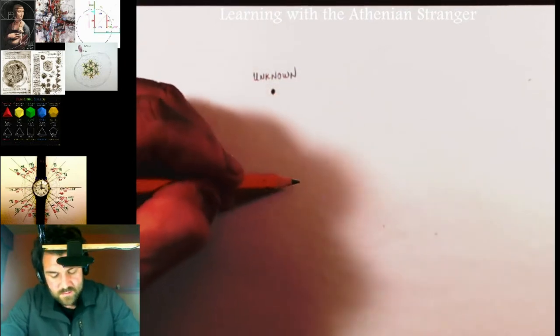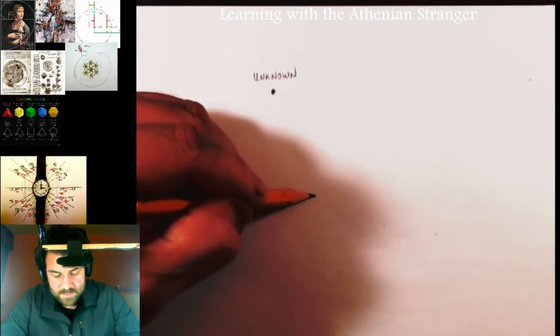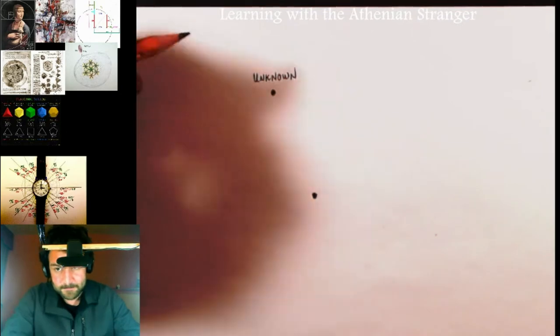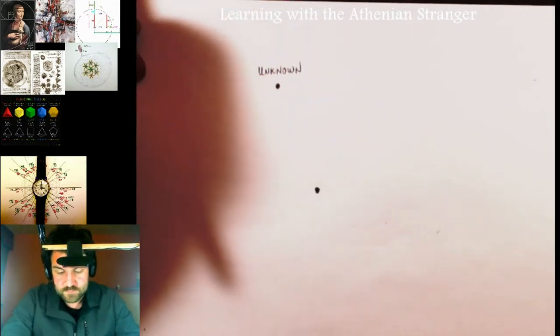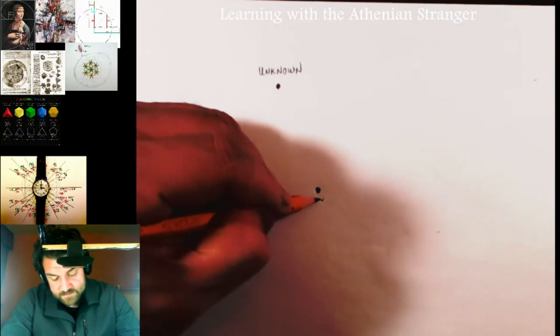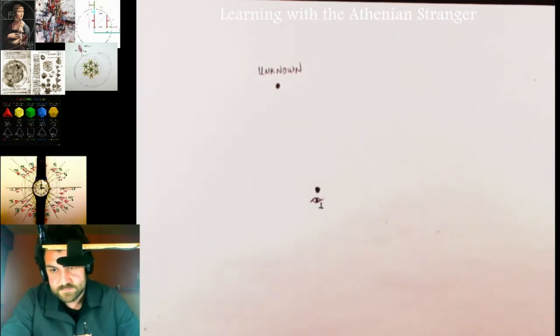Now, I'm standing over here. Okay, I'm standing right here. So this is my first viewing location. All right. We'll represent this with an I. Okay, that's viewing location number one.